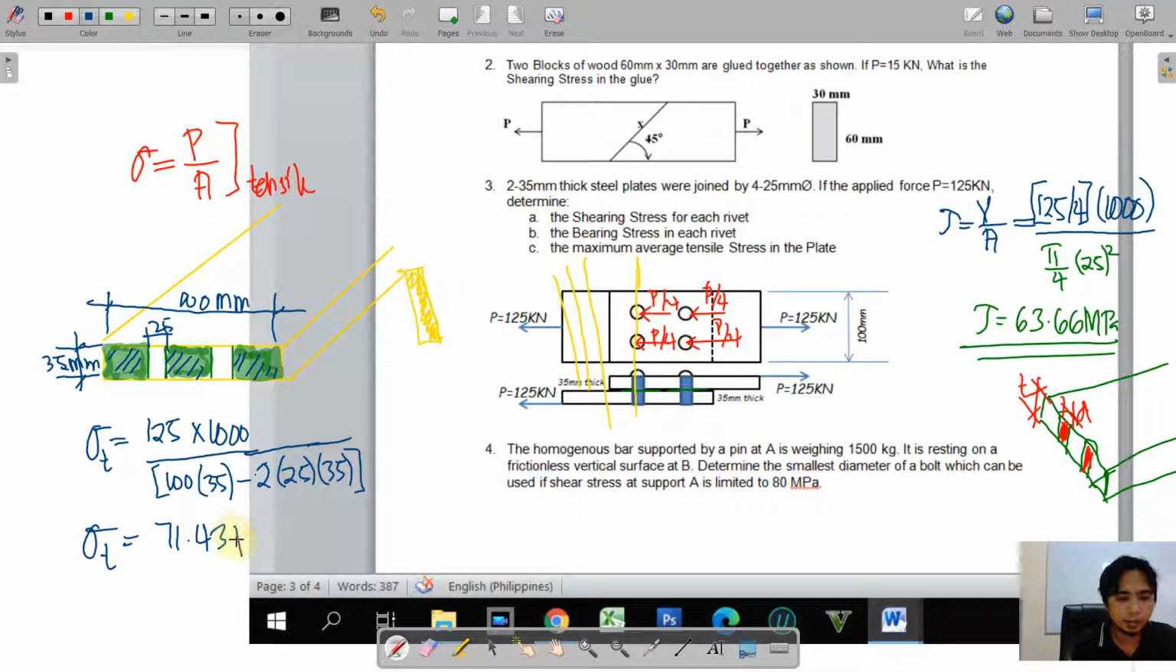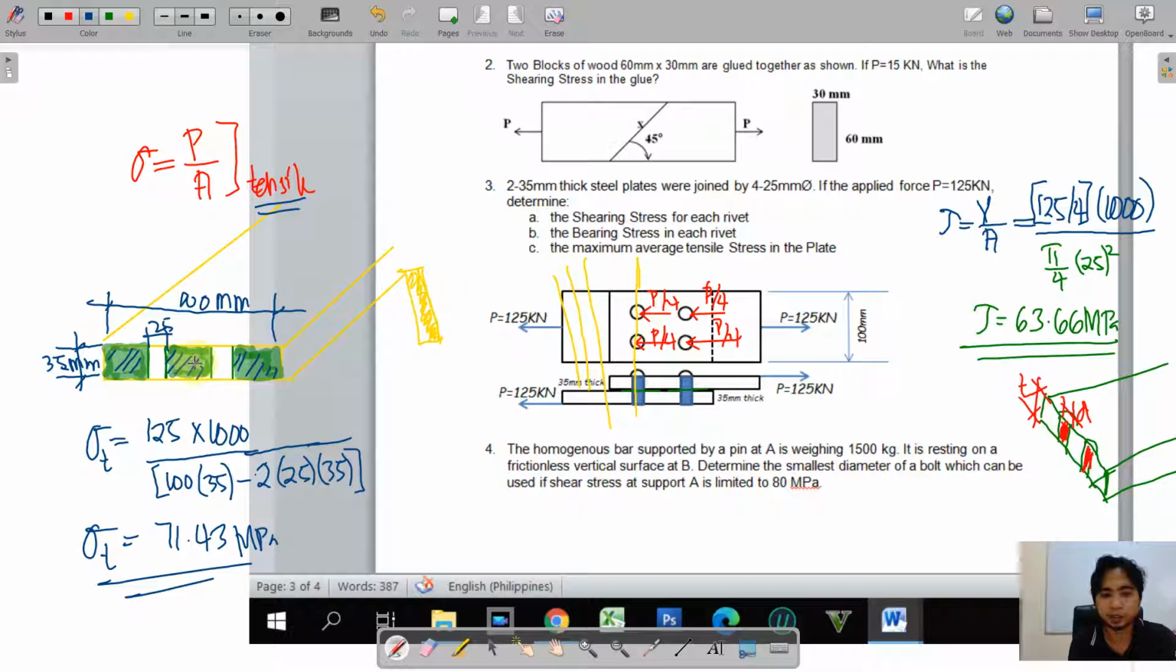71.43 megapascals. Okay, so that is for the maximum average. Why is it the maximum? Because again, the area was reduced because of the spacing provided for the rivet. Okay, so it has a bearing on the tension, but with regards to compression type, it has no bearing. These spaces have no bearing. So that is the principle.